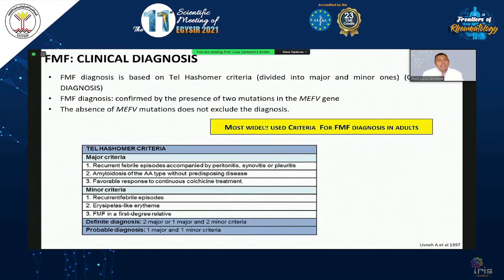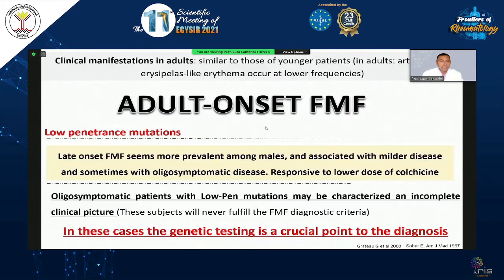The diagnosis of FMF is a clinical diagnosis. The Tel-Hashomer criteria are the most widely used in adult patients, and they are divided into major criteria and minor criteria, and include the most peculiar clinical manifestations, but also long-term complications such as the onset of reactive amyloidosis over time and the good response to colchicine treatment.